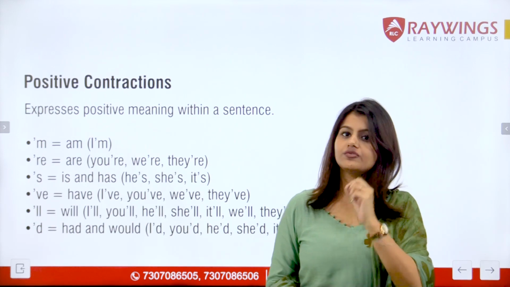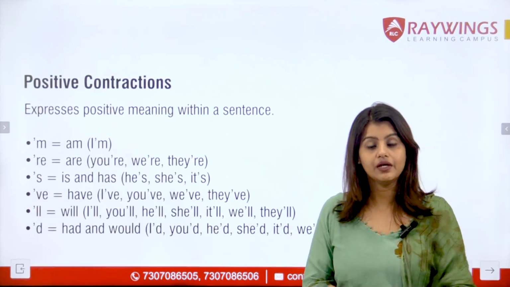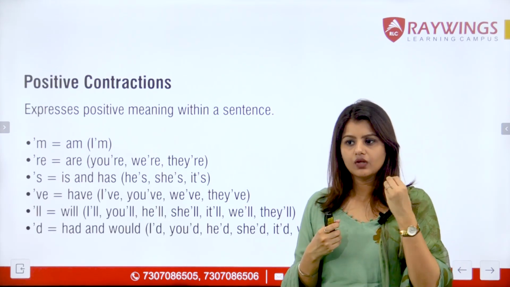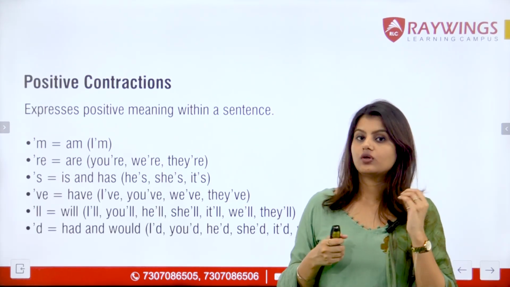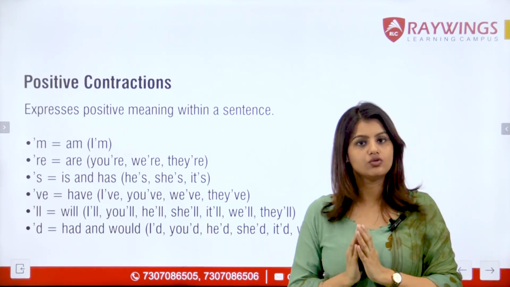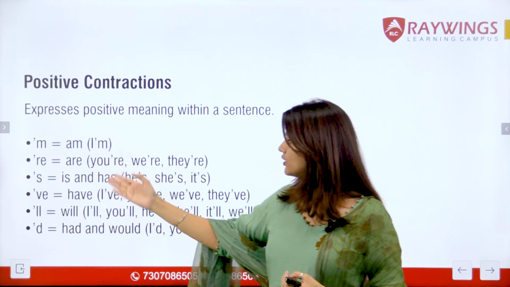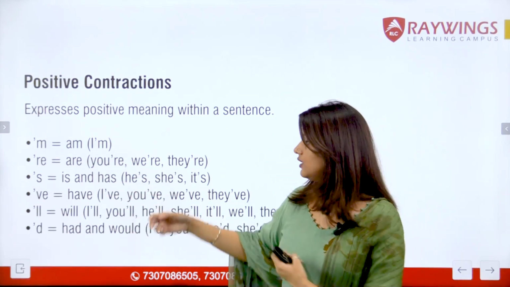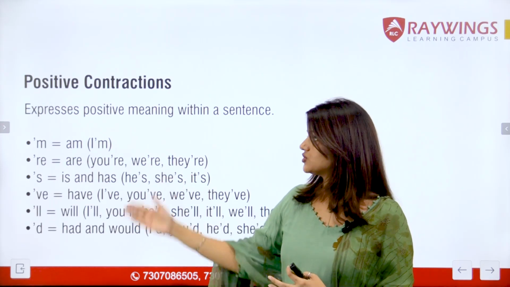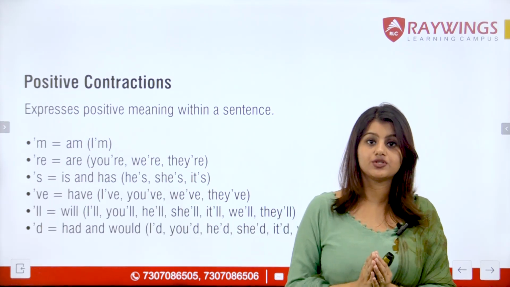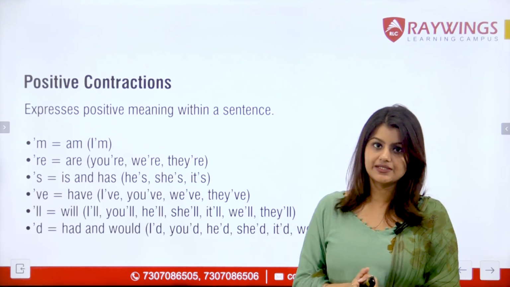So apostrophe d में आप of course w का इतना prominent sound नहीं रखेंगे. You will not pronounce that. You will say I would, he would, right? So आपने इसको भी contraction में use करा. So these all examples, I'm, you're, he's, I'll, I'd, you'd, these all contractions that are mentioned here are positive contractions. It expresses a positive meaning within a sentence.